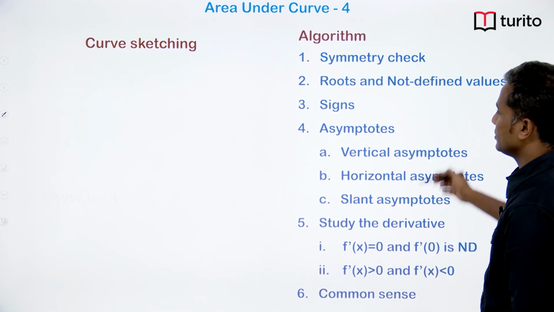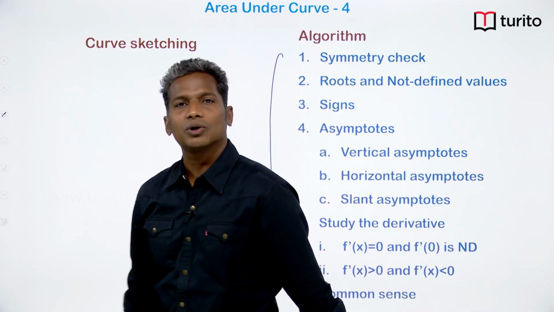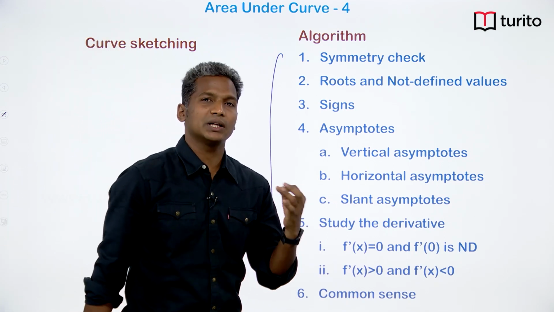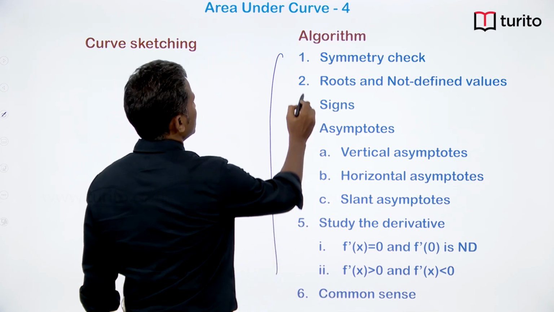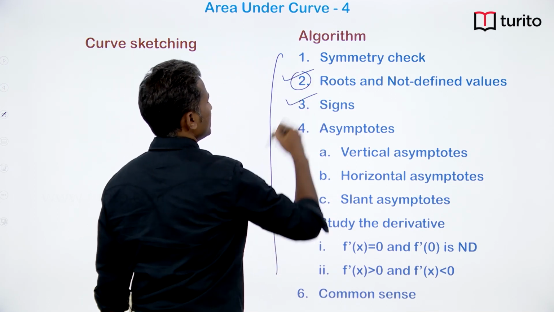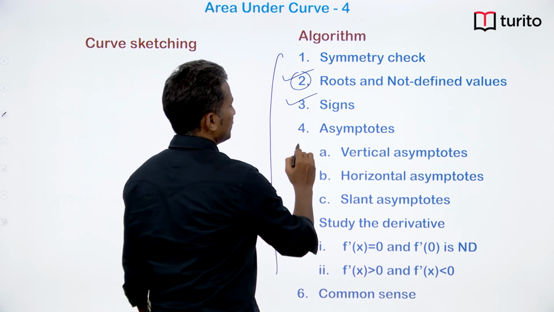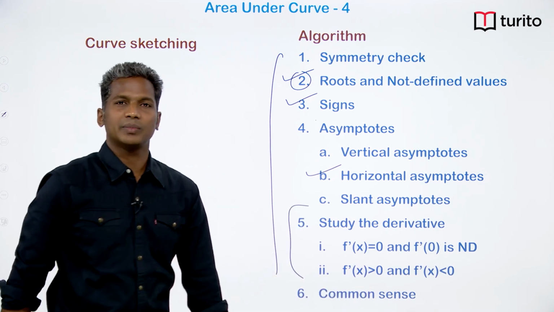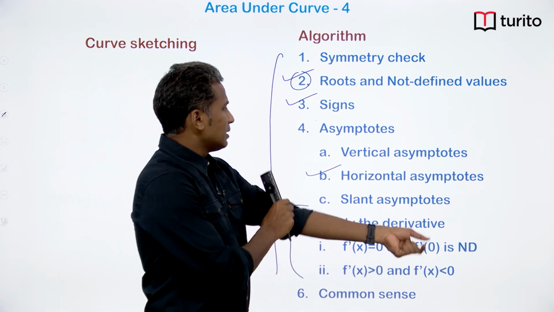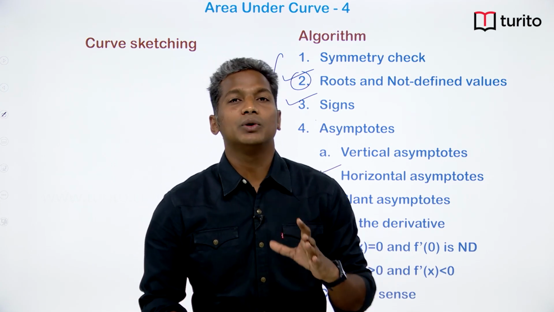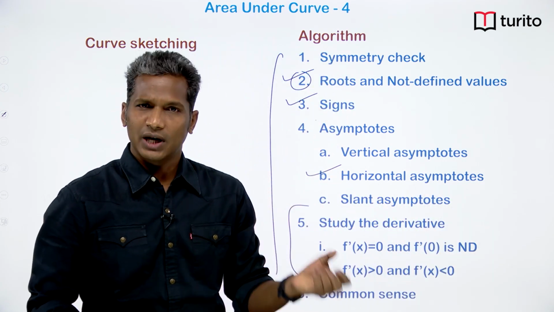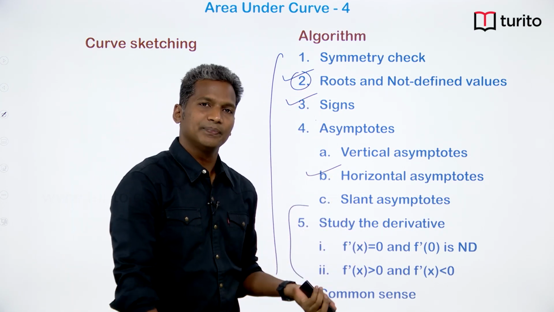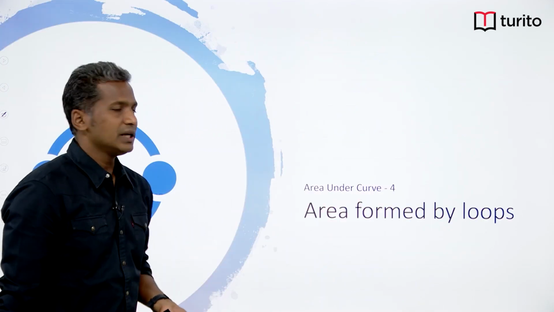So, here if you notice using this technique we are able to draw graphs of any function. Okay. So, in this function what are the ideas that we used the most? We used roots and not defined values, we used signs also, we also took help of asymptotes, we got one horizontal asymptote also, but we did not use the derivative much. Okay. So, in any question you may be able to use all ideas or some of the ideas, but if you master all these ideas then you will master any graph. Okay. So, now we will go to the areas of loops.